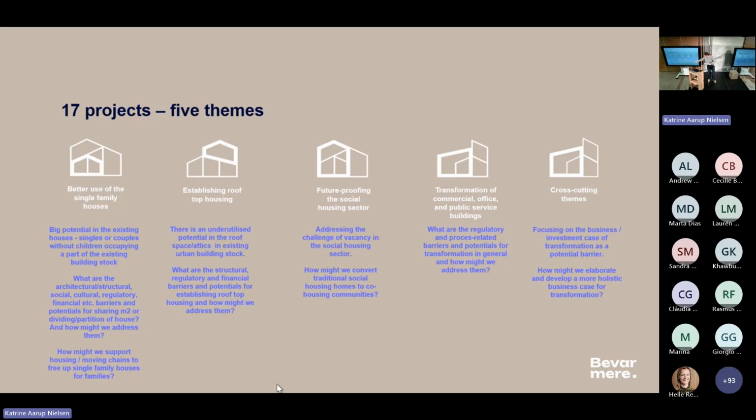And then we have a very broad, wide theme here, which is transformation of commercial, office, and public service buildings into new homes. And these projects are generally looking into the regulatory and process-related barriers and potential for the transformation. And then we have cross-cutting themes, which also relates back to the financial barriers and potentials, because we have some projects looking into the business case or investment case of transformation in general, and how a business case becomes a barrier and a not very easy starting point for a transformation project.